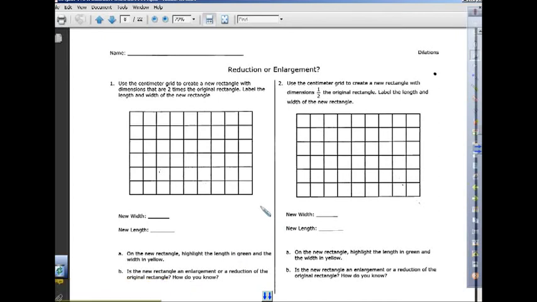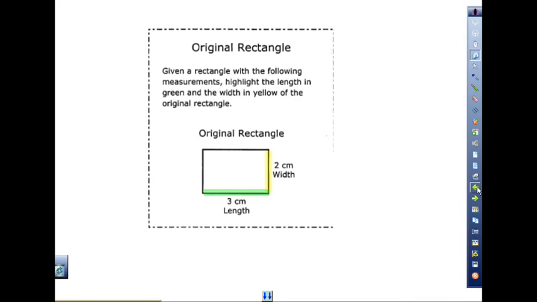I want you guys to get out your packet that you picked up called Reduction or Enlargement. We're going to do that one today. Okay, so you all picked up a little sheet of paper with a rectangle on it called Original Rectangle. It says, given a rectangle with the following measurements, highlight the length in green and the width in yellow of the original rectangle. So you're going to need either two different colored markers, pencils, or highlighters.